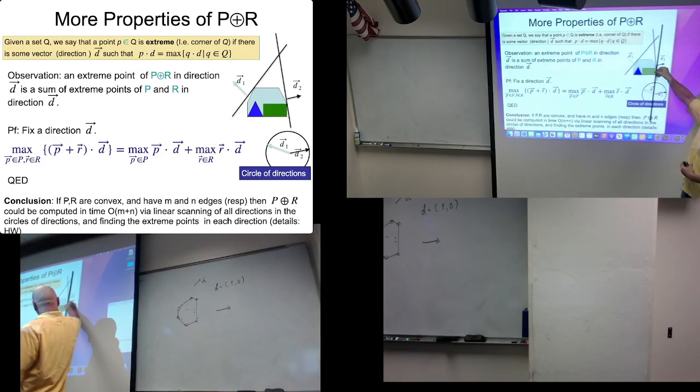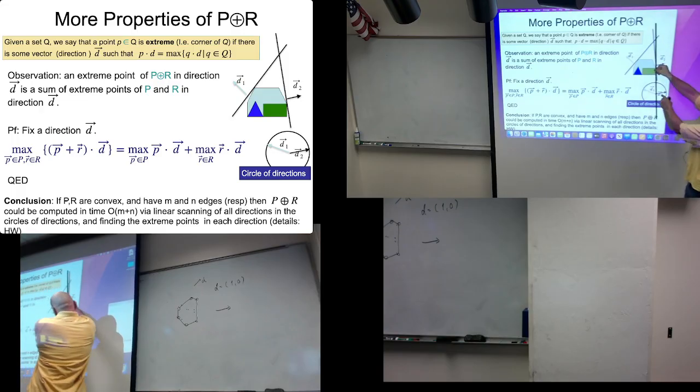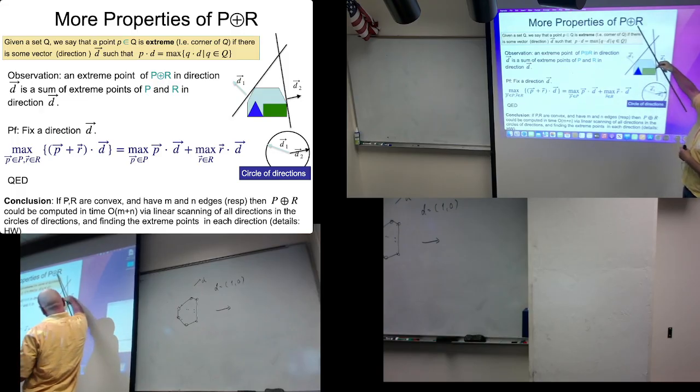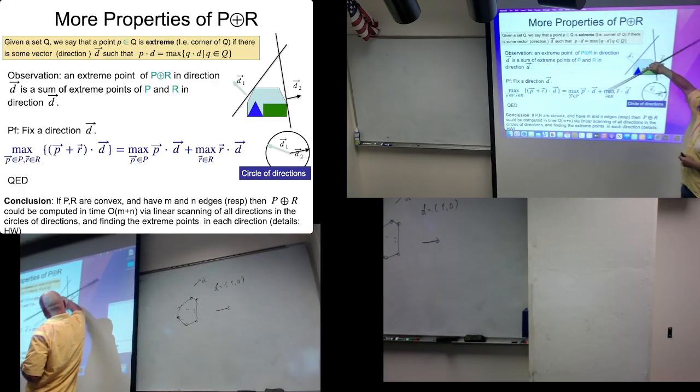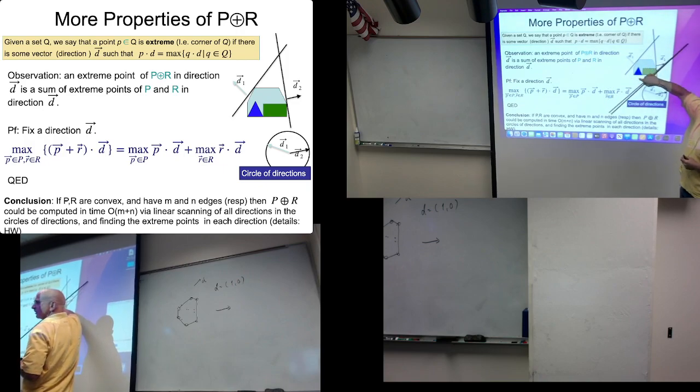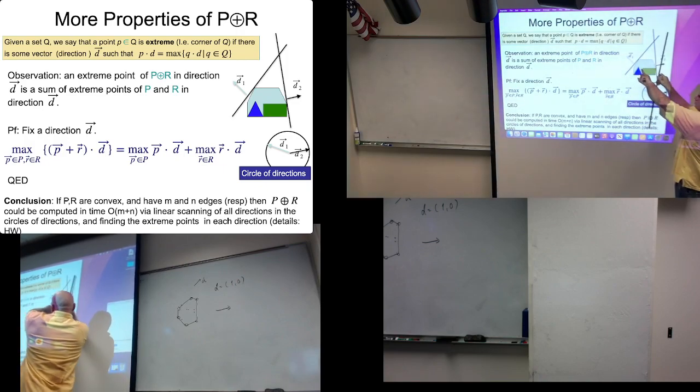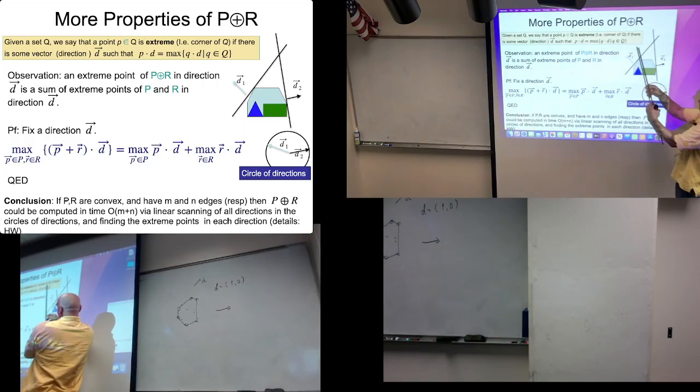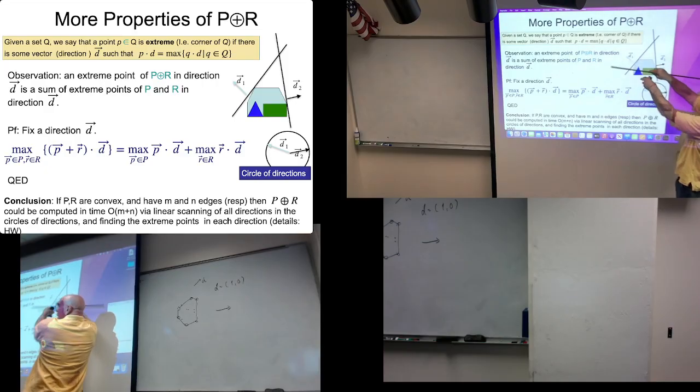Well, if D points to my right, it's an edge. As D increases, it will be the vertex, the corner of the green. We'll keep rotating until it will be another edge, keep rotating, and it will be this vertex and so on. And you're doing this full sweep. Simultaneously, as you're doing the sweep here, you're also doing the sweep in the other polygon. Two parallel lines that are both rotating together.